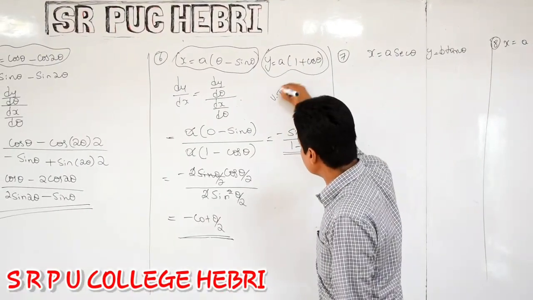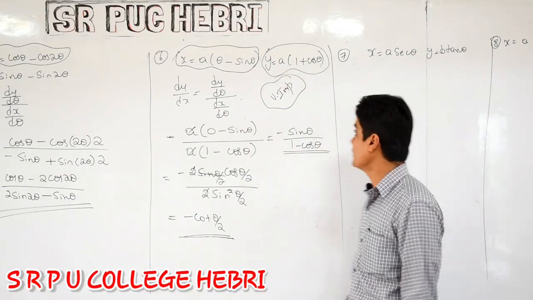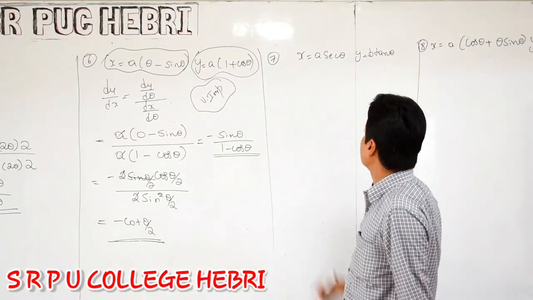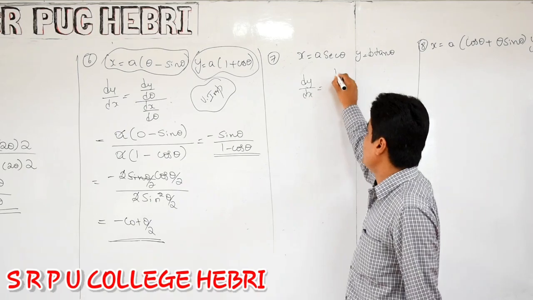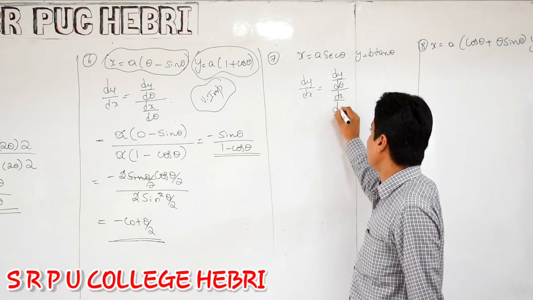But remember, this is an important question. Please remember this. Next, x is equal to a secant theta, y is equal to b tan theta. What is the formula? dy by dx is equal to dy by d theta divided by dx by d theta.